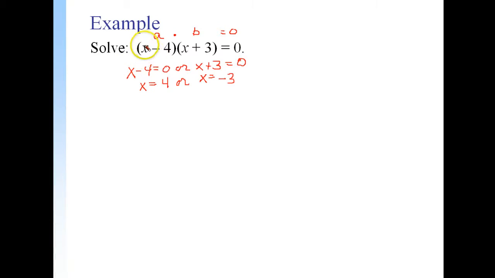So here, if we put a 4 in here, 4 minus 4 is what? 0. So 0 times anything is 0. And if we put a negative 3 here, negative 3 plus 3 is 0. 0 times anything is 0. So these are our roots, which is another word for solutions. Okay, let's go on. We'll try some more.